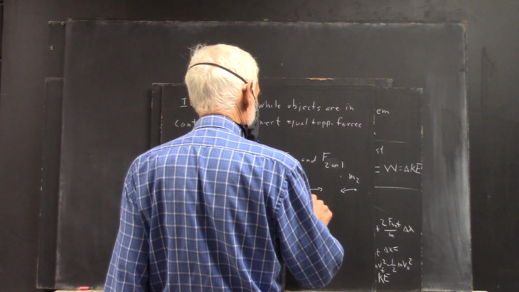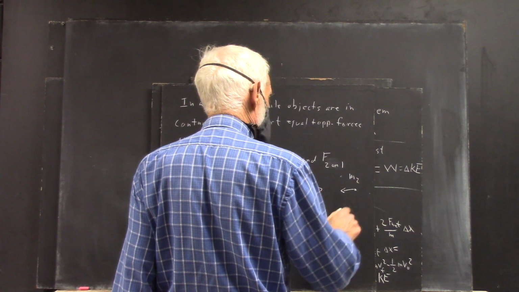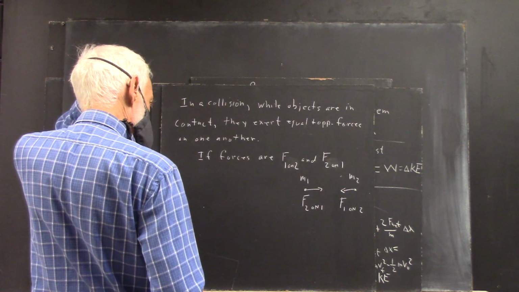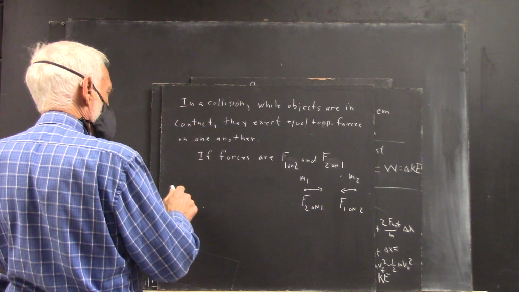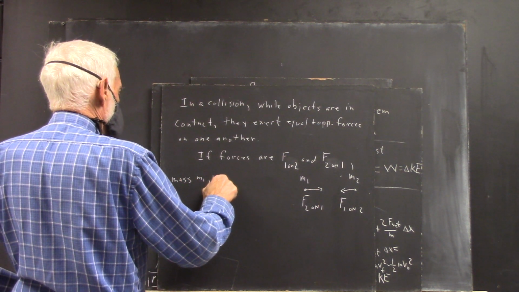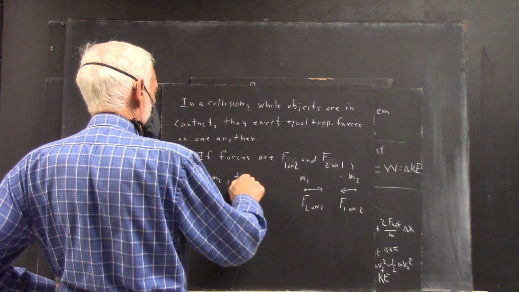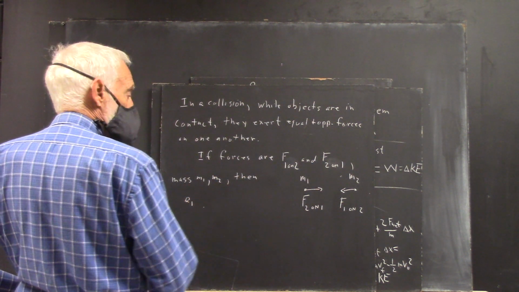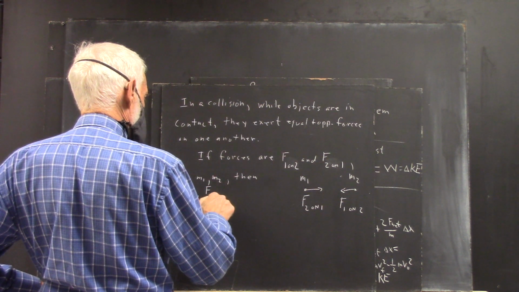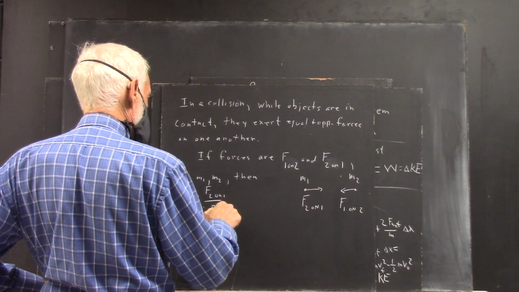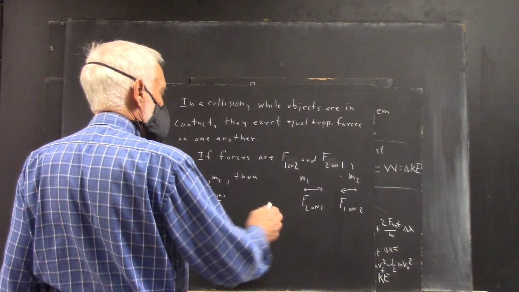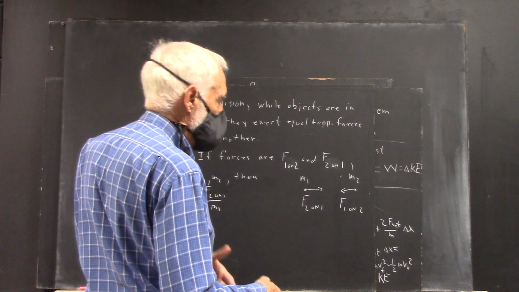So this is F2 on 1. This is F1 on 2. Well then, if your masses are M1 and M2, then acceleration 1 is force 2 acting on 1, force exerted here. And we're assuming this is a net force, assuming this is an isolated system.